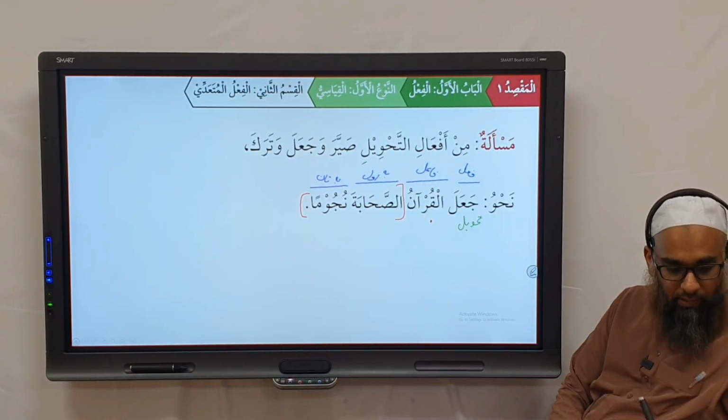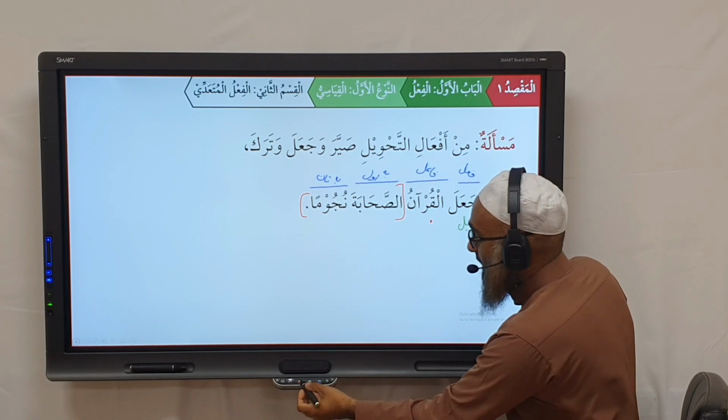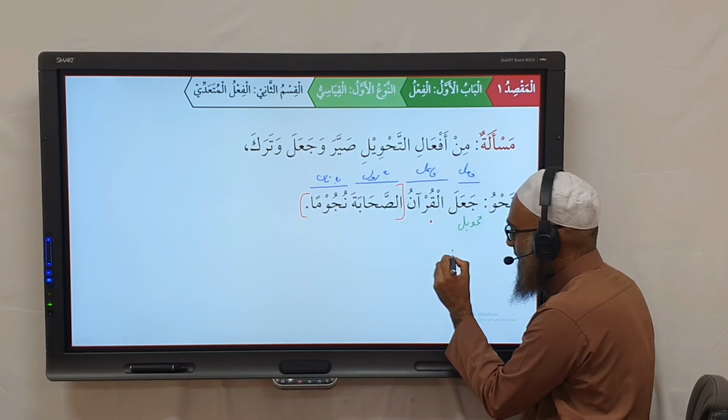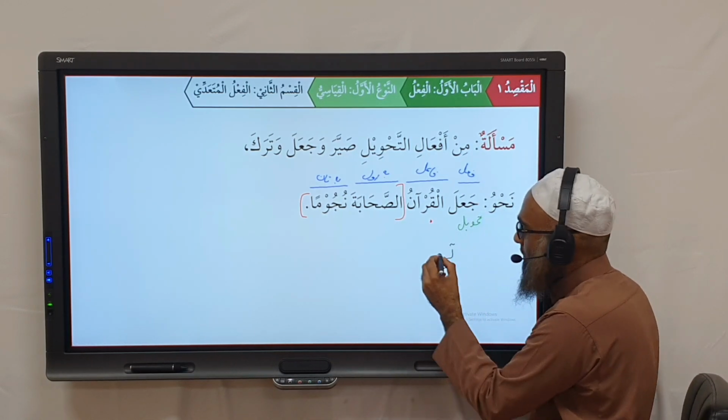Sayyara, al-mataru. I can do another example. I said ja'ala. So we say taraka. So taraka means to leave. But not just leave, but to change. So taraka.